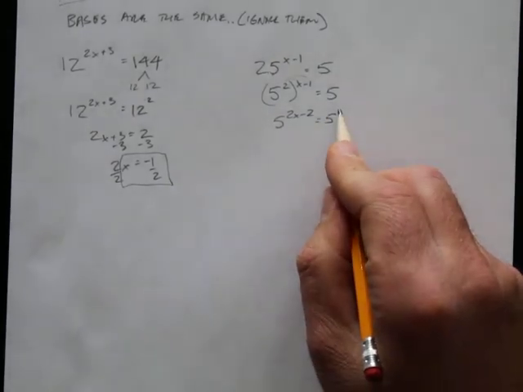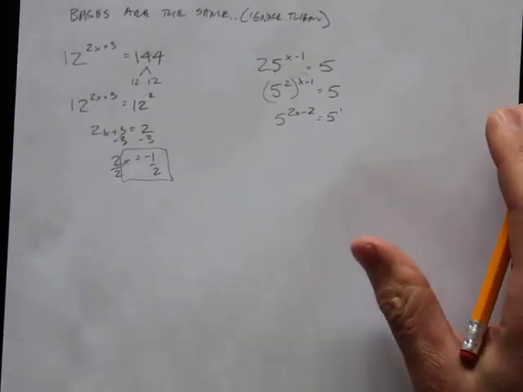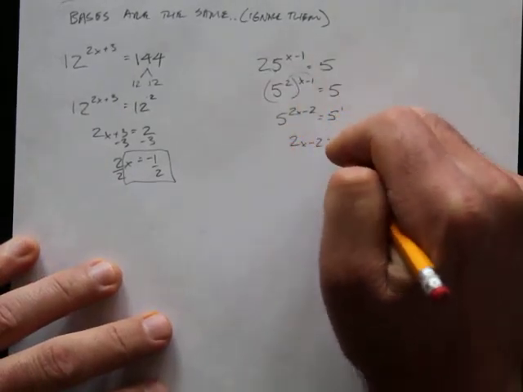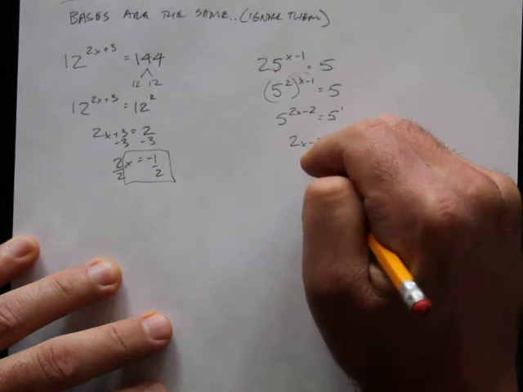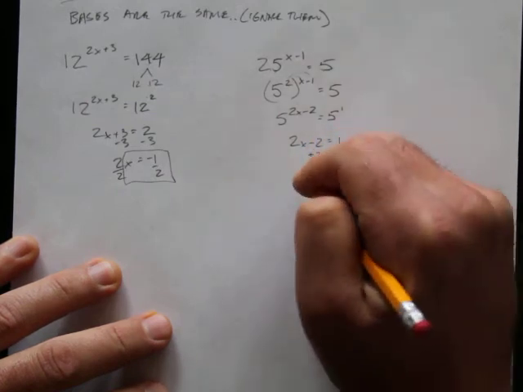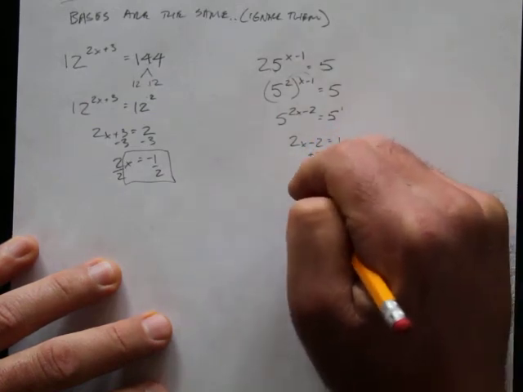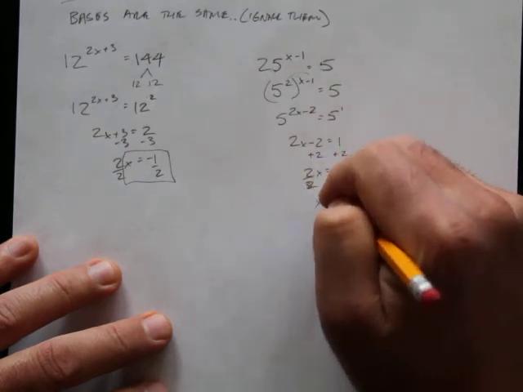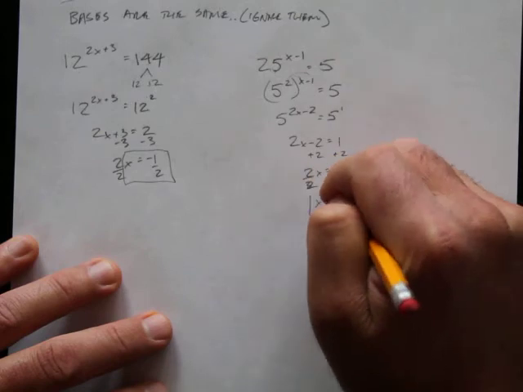And this is 5 to the 1, right? And so now I can ignore the bases. 2x minus 2 equals 1. Add 2 to both sides. 2x equals 3. Oh, another fraction. Divide by 2, divide by 2. x equals 3 over 2, or 1.5.